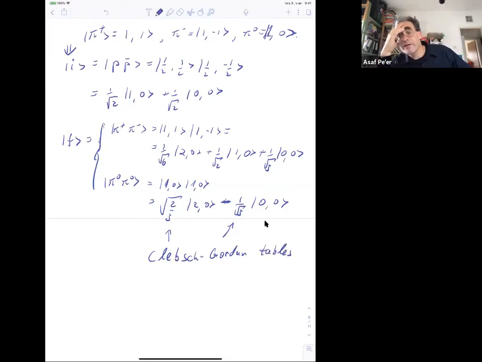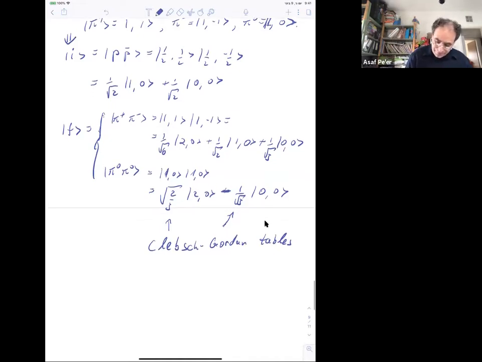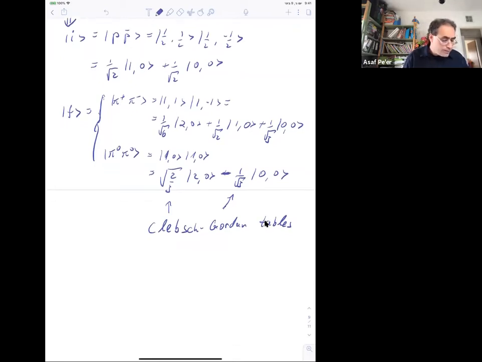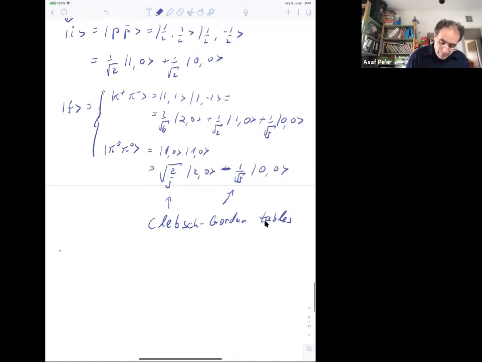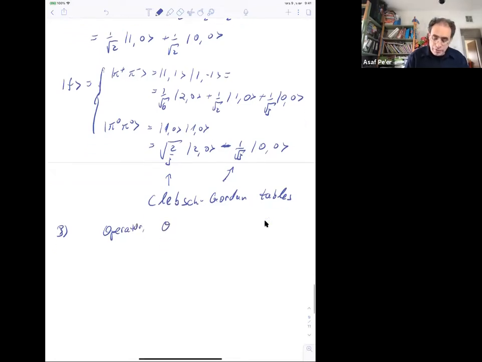Is that clear to everybody? Hopefully. Okay. So how do we proceed? We know what the initial state is. We know what the final state is. So basically we have some operator, O, which is the interaction operator.